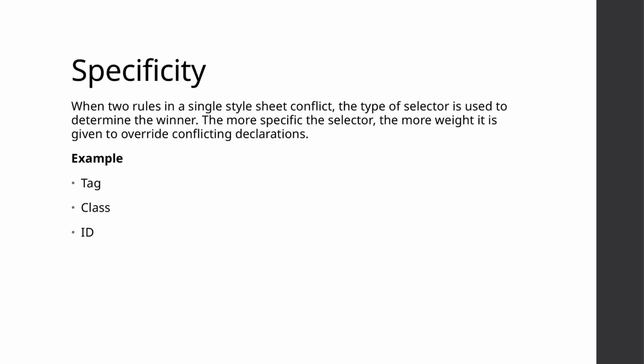Specificity in CSS determines which rule applies when multiple rules conflict. The hierarchy is as follows. ID selectors are most specific, followed by class selectors and then tag selectors. This means an ID selector will override a class or tag selector, ensuring precise styling control.